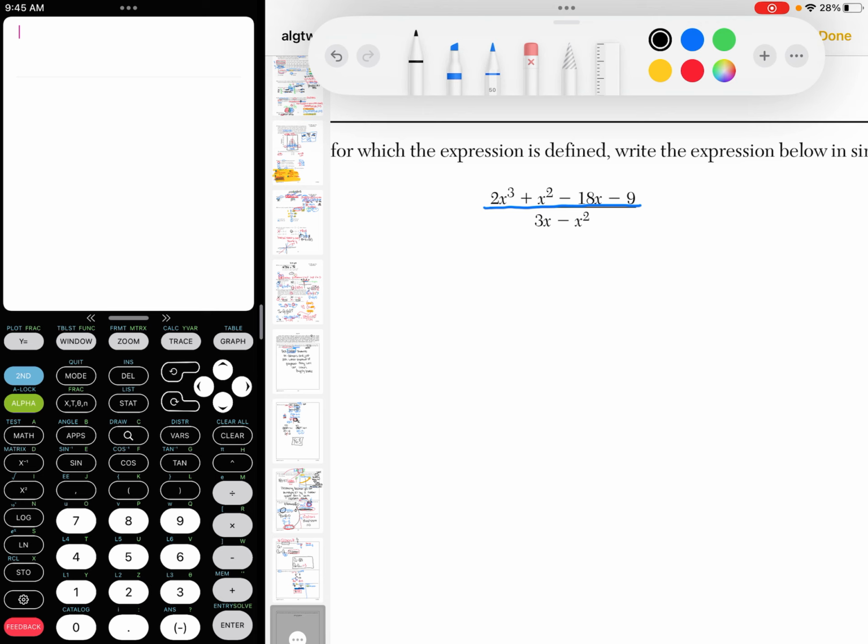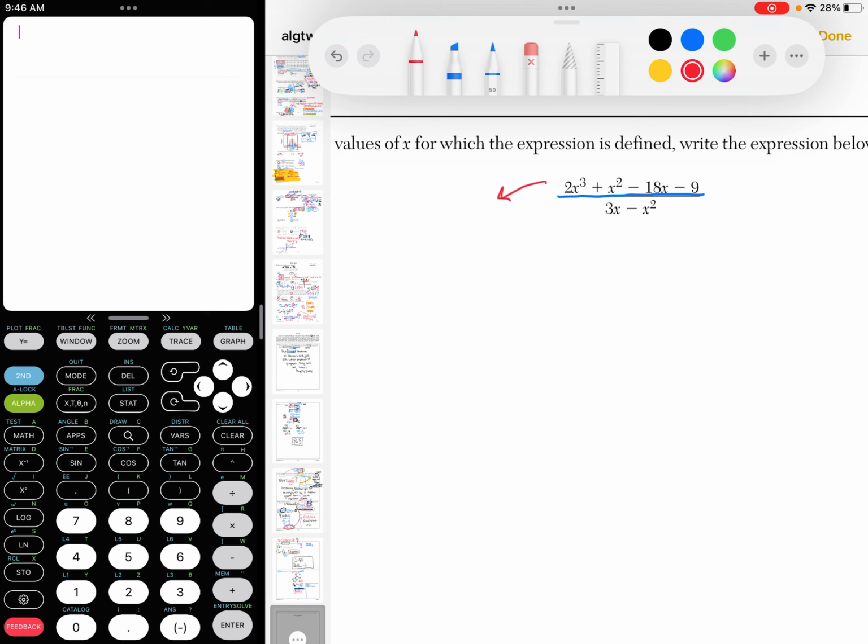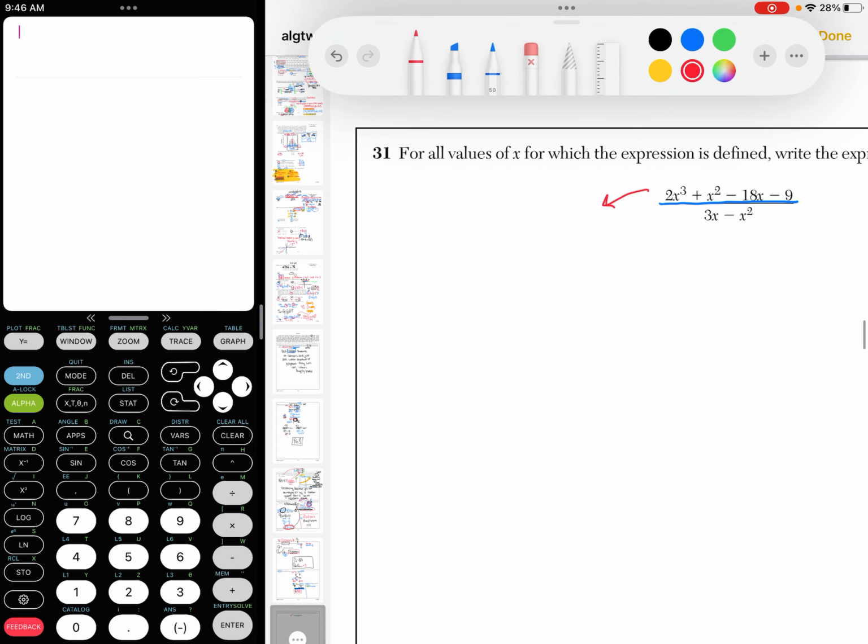So on top, I have 4 terms. Those 4 terms don't have a GCF among all 4 of them, so I'm going to start by doing grouping, and I'm going to do it off to the side just so I don't get too caught up in the fraction. So I'm just going to rewrite it over here.